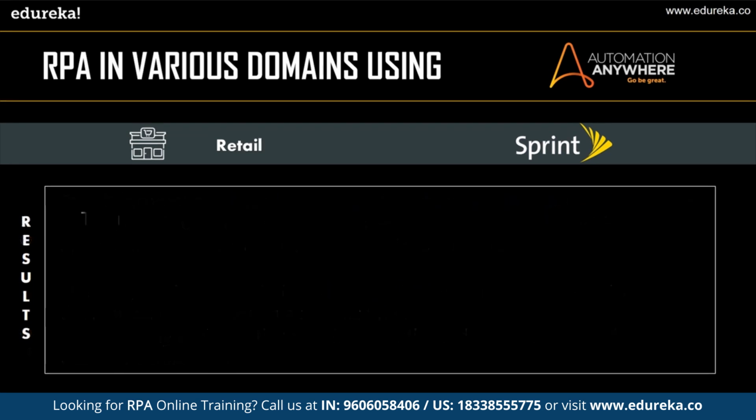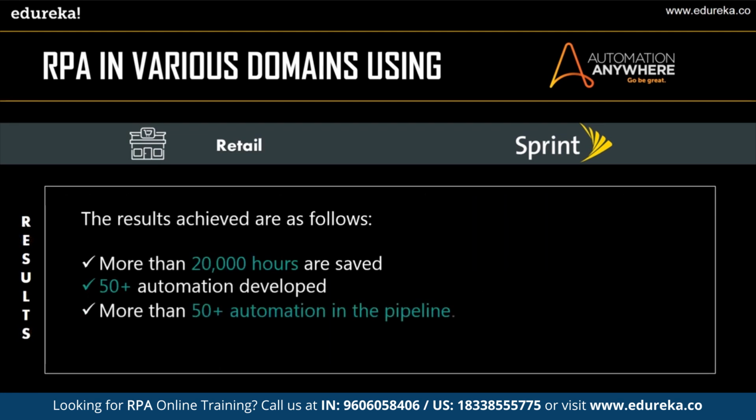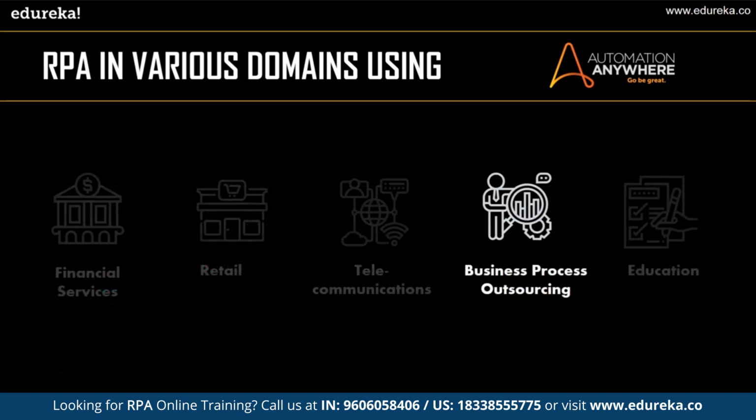The results of Sprint Corporation using Automation Anywhere are as you can see on my screen. More than 20,000 hours are saved and more than 50 automations were developed. And now in present day, more than 50 automations are already in the pipeline. So guys, that was about how RPA can be used in the telecommunications industry. Now let's move on with our next domain, that is RPA in BPO or business process outsourcing.